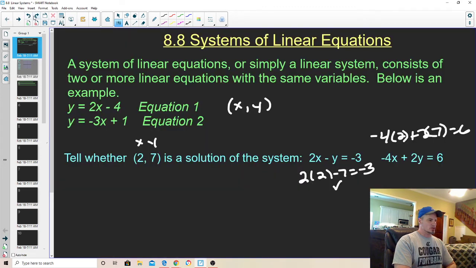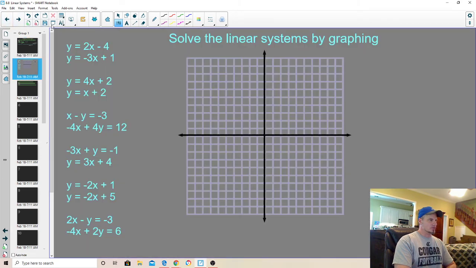Moving on, let's do this last one. Okay, let's try this. We're going to move the x over. So I get negative y equals negative 2x plus 3. I want to change signs because I don't want a negative y, so multiply everything by negative 1. You get y is equal to 2x plus 3.